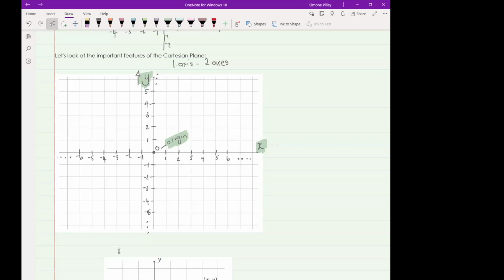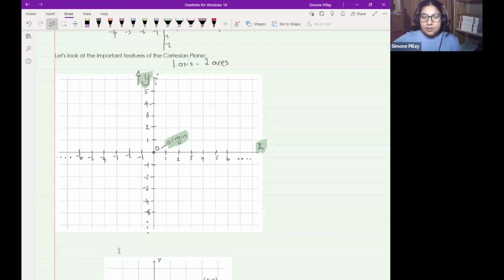Ma'am, I have a question. Ma'am, since your y and your x-axis, are your negative numbers always going to be at the bottom of your origin and on the left side of your origin, or is it going to change?